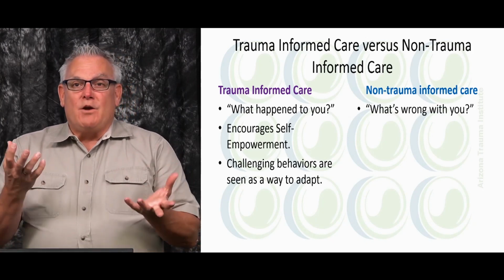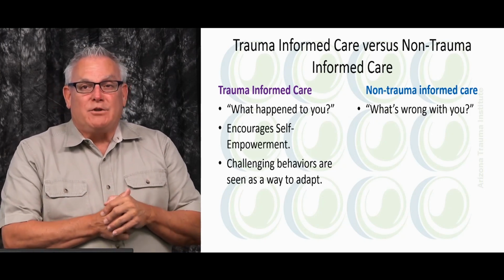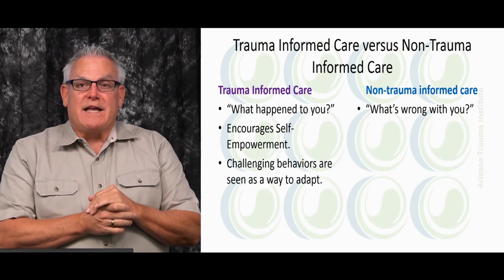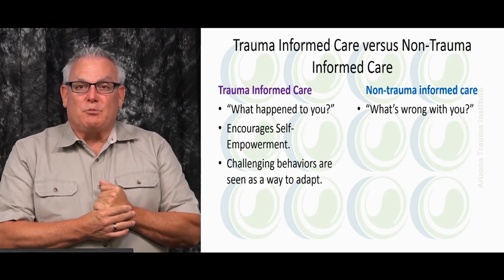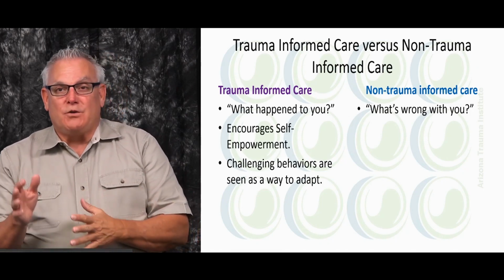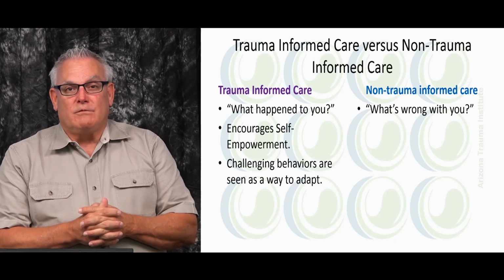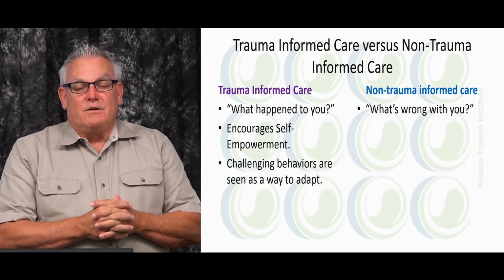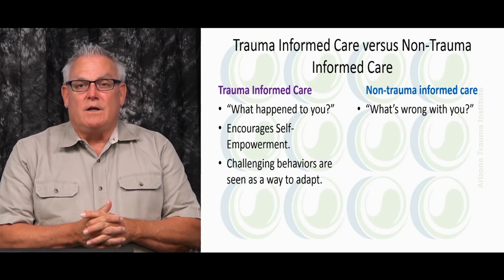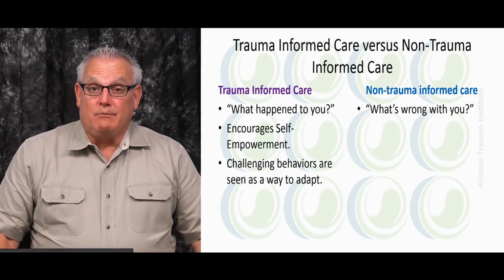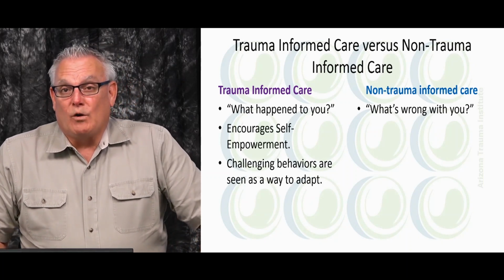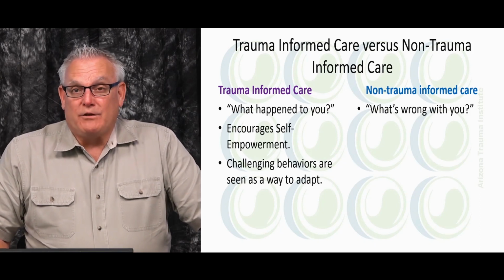So when you think about what's wrong with you as opposed to what happened to you, take a moment to think through how that changes the way we approach a person when I think to myself, what's happened to you, as opposed to when I think, what's wrong with you? So when we ask the question, what's wrong with you, we are really assigning some level of blame to that person. Secondly, we're identifying weakness rather than strength.